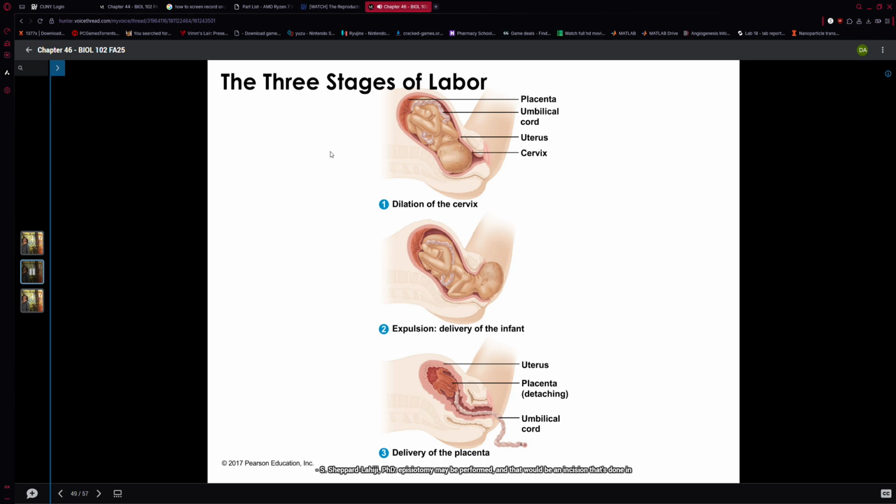Now, during the expulsion stage, it's possible that an episiotomy may be performed. And that will be an incision that's done in order to widen the vaginal canal, or depending on the doctor, they may opt for natural tearing to be utilized if it does occur at all.